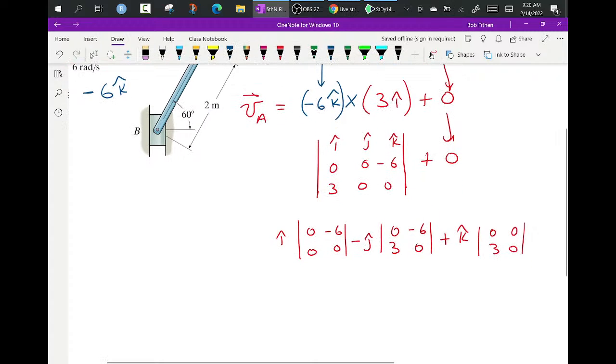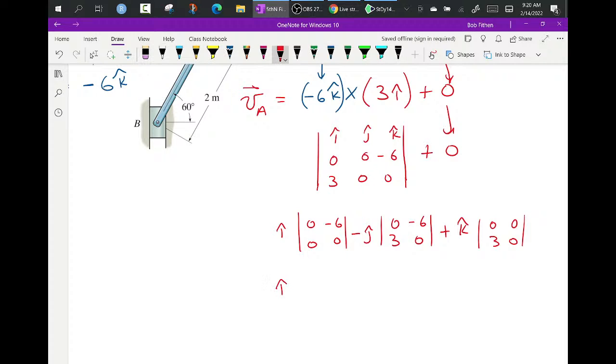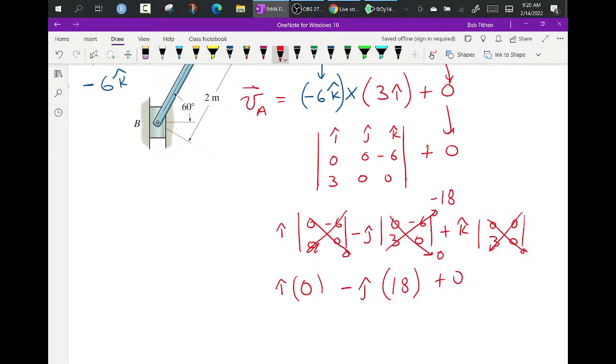Now, okay, so if I go in here and look at this first one, that comes out 0, and that comes out 0, so I get nothing here. Minus J. Okay, that comes out 0. That comes out minus 18, but I have to take the minus of the minus. So I get 18. Why did I put the bar there? That's supposed to be a parentheses. And then here, I get nothing times nothing.